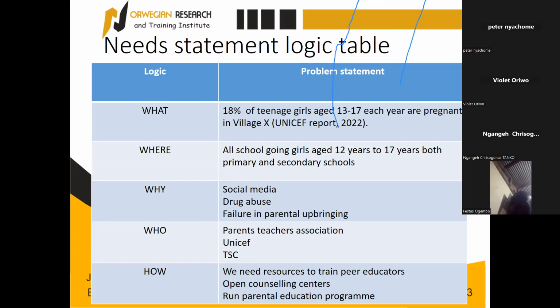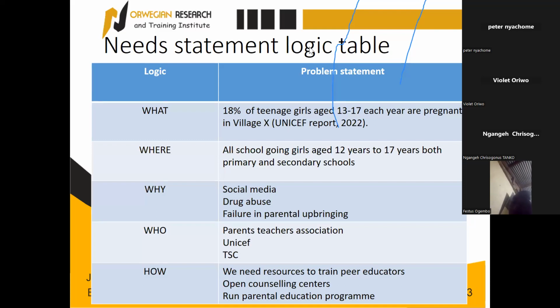And therefore, when we quote an organization that is specializing in children, it brings some level of trust in the content of what we are trying to present there. So we are saying 18% of teenage girls aged 13 to 17 each year are pregnant in village X, or in country X. Then we have already quoted that. Okay, that's our starting point. If it is poverty, it is the what here. And the what is the main core of the problem. It must come out at the first statement when you are going to write this.